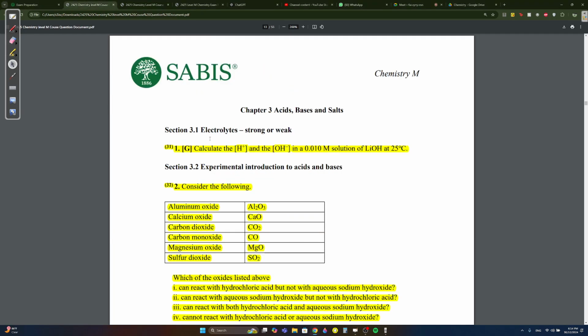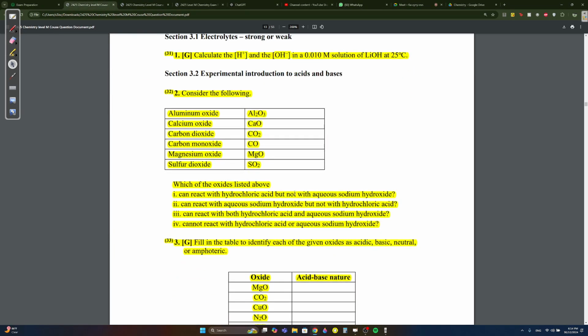Question 2. Consider the following. Which of the following can react with hydrochloric acid but not with sodium hydroxide? So, which can react with an acid and not a base? Which one can react with an acid only? It has to be a base, right? Because bases cannot react with bases. If it could react with both, it would be amphoteric, and we don't want that. We want only hydrochloric acid. Okay, so it has to be a base.